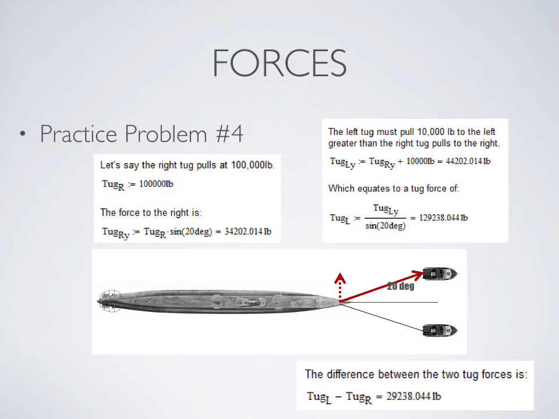Okay, you don't necessarily need to do this, but let me just say that the right tug pulls at 100,000 pounds. The force to the right then is tug right times sine of 20 degrees. That's giving me the force down in this picture, or to the right from the submarine's perspective. Hopefully that's not confusing. That's the force down. If you're a captain on the submarine, you're looking to the right. That's down on this slide.